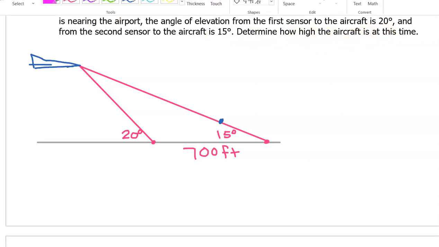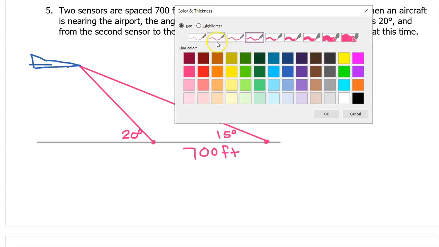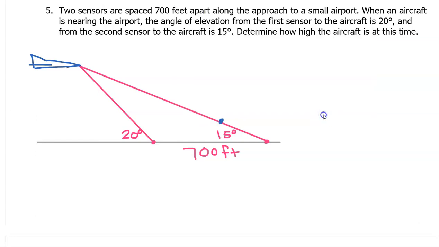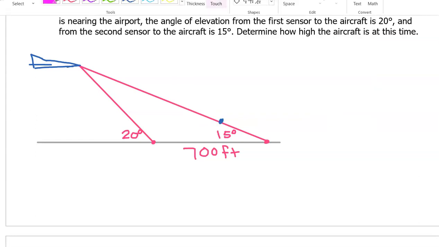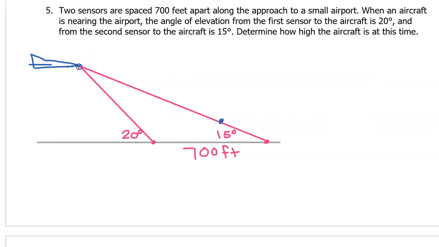So we'll need another line to represent the height of the aircraft. I think I'll do that in teal. Okay, so that will represent the height of the airplane. So this is what we are actually trying to solve, x. This is, of course, a right triangle right here.